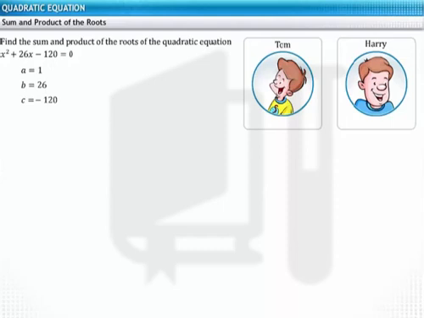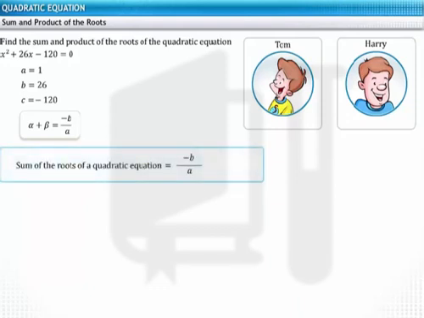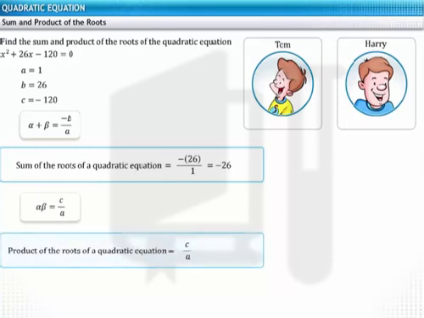Now, apply the sum of roots formula. Alpha plus beta is equal to minus b divided by a. On substituting the values of b and a in the formula and simplifying, you get the sum as minus 26. Similarly, on applying the formula for product of roots, alpha times beta is equal to c divided by a, and simplifying, you get the product of roots is equal to minus 120.